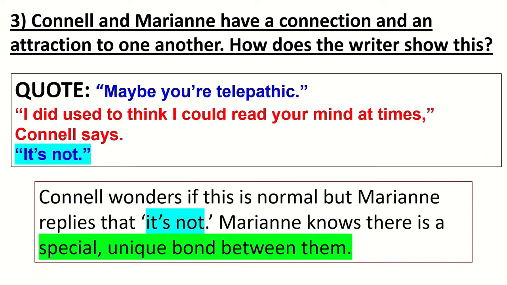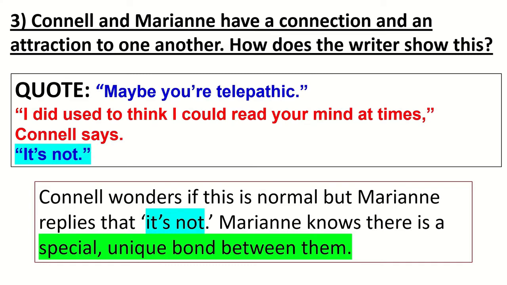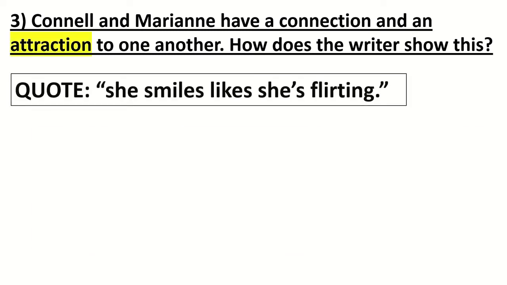But basically then, "I did used to think I could read your mind at times." Connell then says, "Maybe that's normal." And Marianne replies, "It's not normal." So I put, Connell wonders if this is normal, but Marianne replies it's not. Marianne is showing there's a special, unique bond between them.